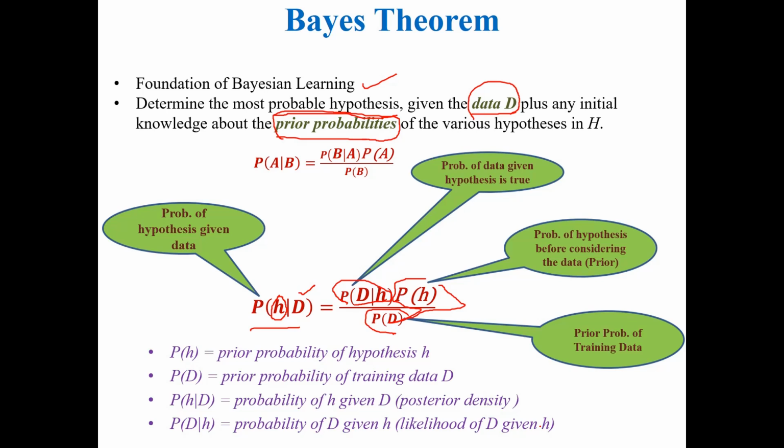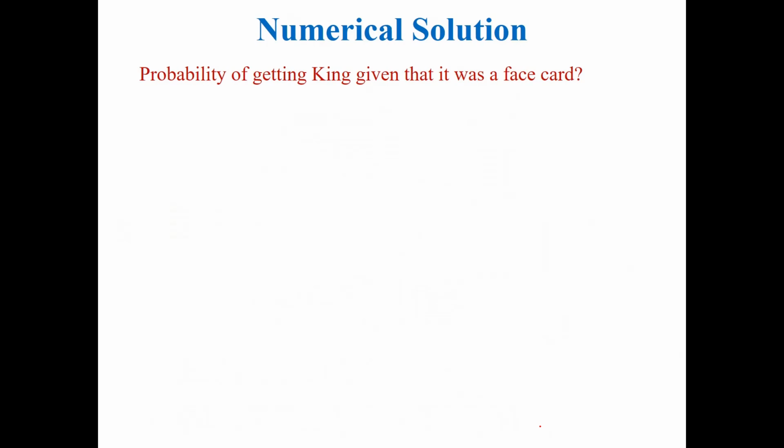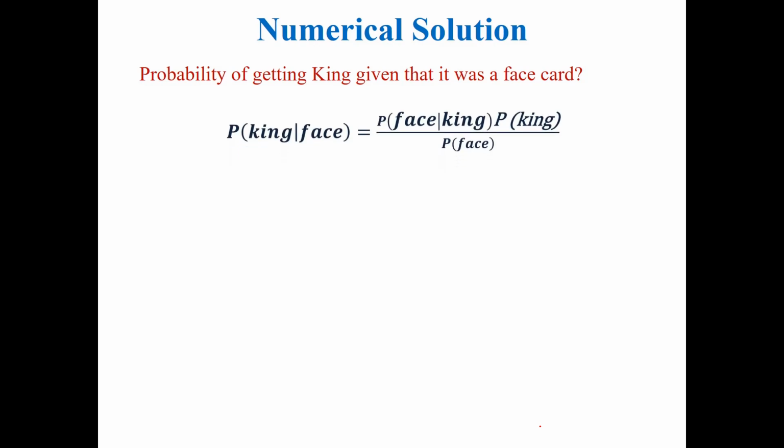Based on this Bayes theorem we will try one numerical. We have to find the probability of getting a king given that it was a face card. This is a very simple problem which we frequently come across in probability theory. For that we will use the Bayes theorem. Bayes theorem is P of H given D equals P of D given H into P of H divided by P of D.